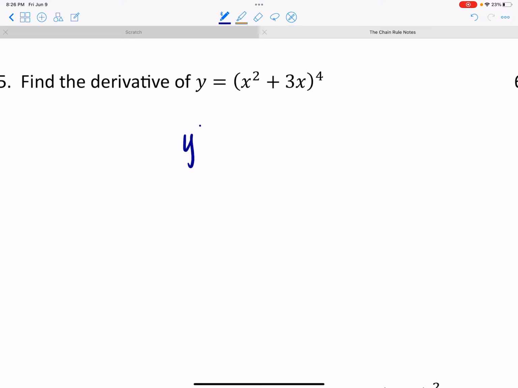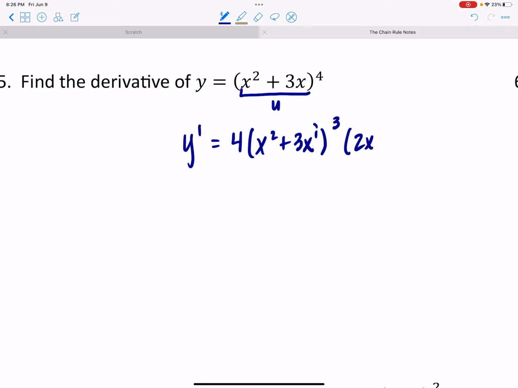So y prime, again, this is my inner function. So imagine it's just u to the 4th. So I would multiply by 4 and then take 1 away from the exponent. But it's not u, it's x squared plus 3x. Okay? So there it is. Now we multiply by the derivative of the inner function. So that's going to be a 2x here.